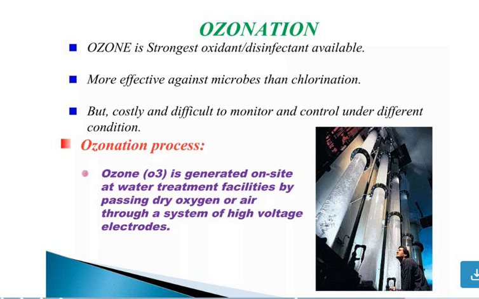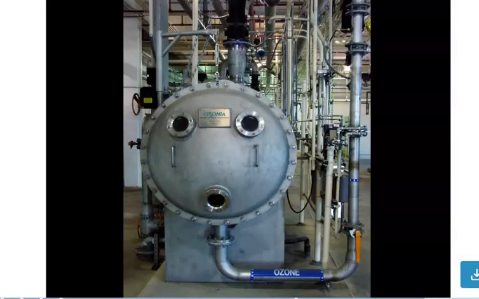So ozonation. Ozone is the strongest oxidant disinfectant available, more effective against microbes than chlorination, but costly and difficult to monitor and control under different conditions. My friend, what does the ozonation process mean? In this process, ozone is generated on site at water treatment facilities by passing dry oxygen or air through a system of high voltage electrodes. You can see the setup, ozone.